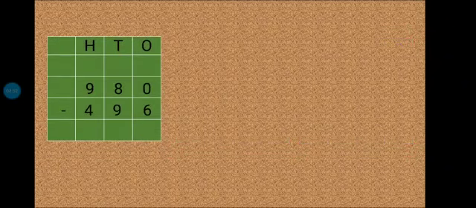980 minus 496. So can we subtract 6 from 0? No. So we will borrow from the neighbor. We will circle 0, write 10 above 0, cut 8 and write 7.